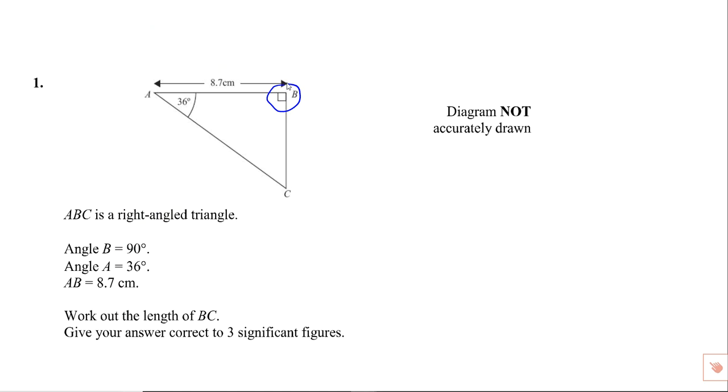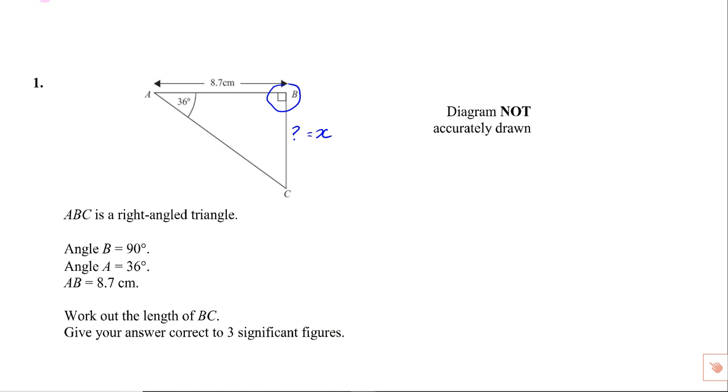Now we're being told that angle B is 90 degrees, and that angle A is 36 degrees. We have been told that the length between A and B is 8.7 centimetres. And we're being asked to find out the length of BC. So BC is this length. This is what I'm going to be asked to find. I'm going to call it X just because it's an unknown. Make sense? So I've just analysed the question. What is the information given and what do I want to know?